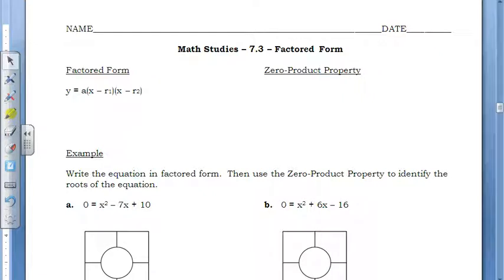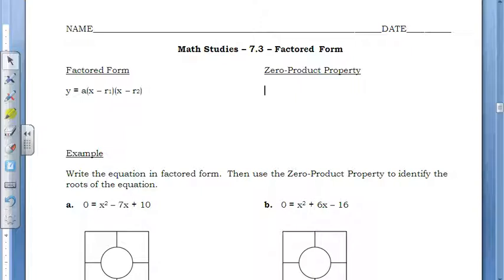So what we're going to do is take our equations in general form and switch them to factored form, which is exactly the opposite of what we did on 7.2. In 7.2 we started in factored form and went to general form. Once we have an equation in factored form, we can solve it very easily using the zero product property.